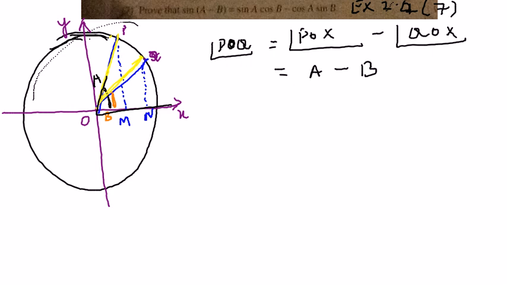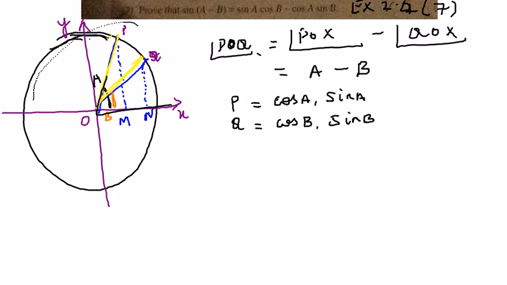Now to find the coordinates, so to find the coordinates of P and Q, it is the same as the previous sum. So the coordinates of P will be cos A, comma sin A. And the coordinates of Q are cos B and sin B.